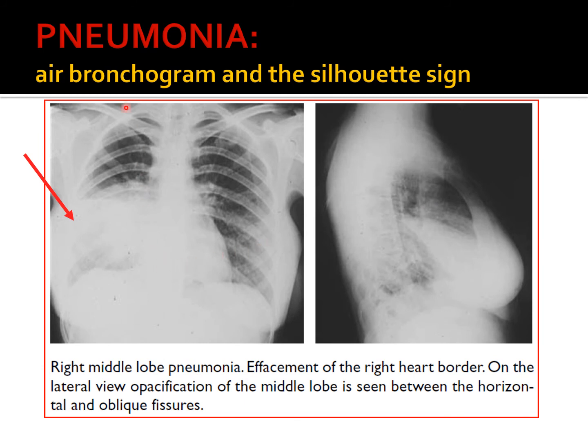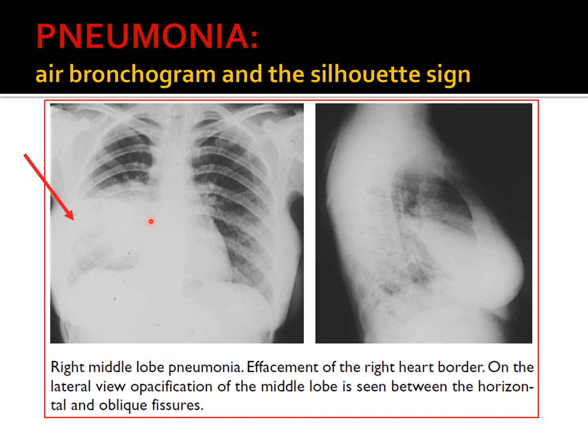Here is a patient with a right mid-lung density. The thing here is that you do not see the right cardiac border and you do not see the medial margin of the consolidation. This is what is termed a silhouette sign, and usually this is indicative of a pneumonic consolidation involving the right middle lobe there on the lateral projection. There is effacement of the right cardiac border, and on lateral projection, the middle lobe is seen between the horizontal and the oblique fissures.